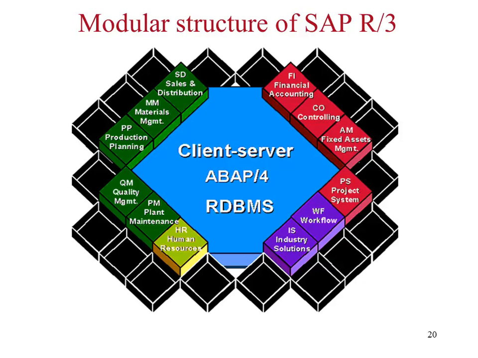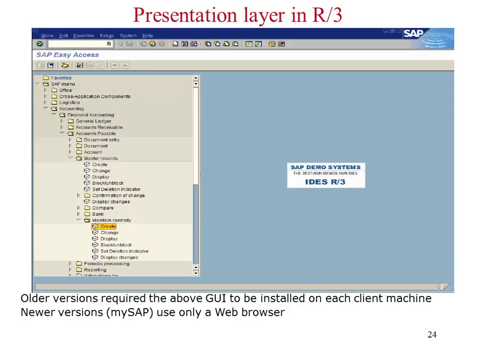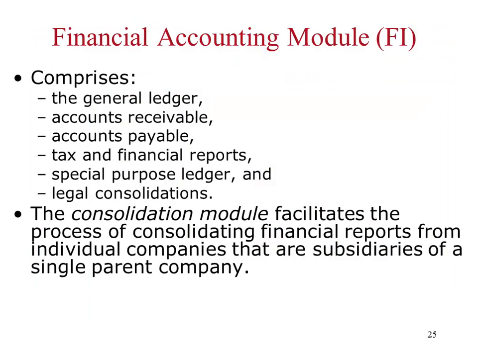And we'll discuss some of those. So let's start with this financial accounting module called FI. So what is the financial accounting module? This is the part of an ERP which handles all the financial reporting, right? You need to create financial reports and reports for external users. Okay, this module handles all those financial reporting things, right? So you have general ledger, accounts receivable, accounts payable, you have tax, financial data, you have special purpose ledger, and you have legal consolidations, right?